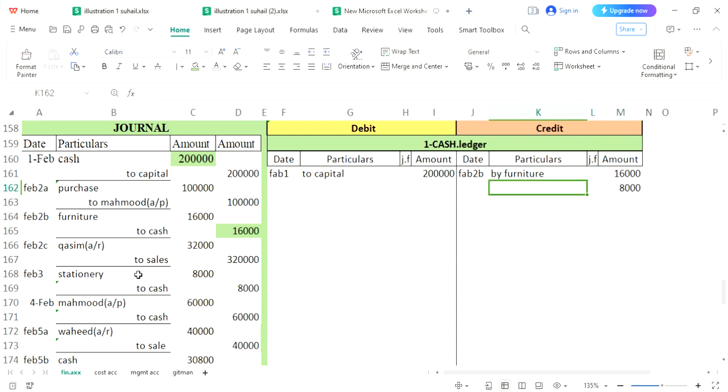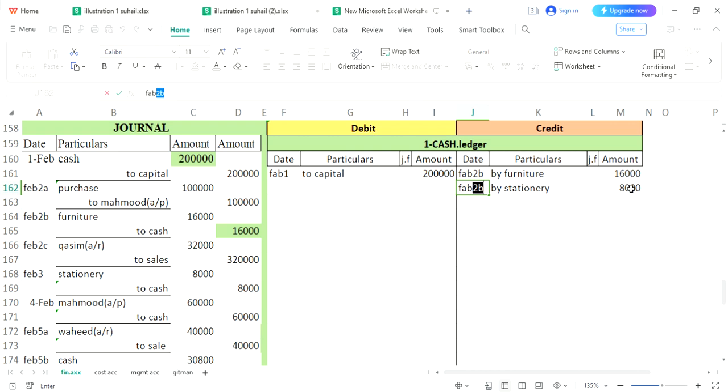On credit side, it's time to see 8,000 reference. Here you can see what is written on the opposite side, that is stationery. This stationery will be used as reference and we will be writing it in particular column. For 8,000, see the date, that is February 3rd. Put date February 3rd. Date is written, reference is written, and amount has been posted 8,000. It means this amount has been completed, so you can mark it as it has been done.